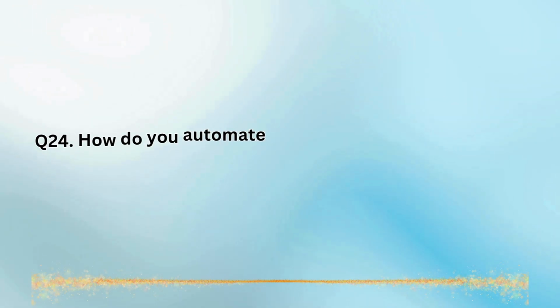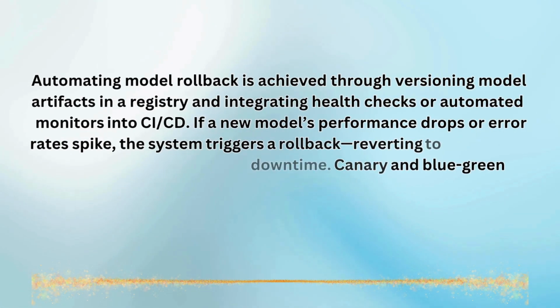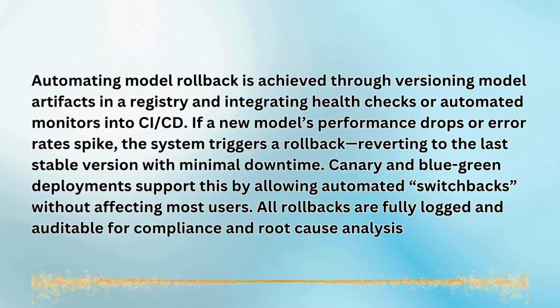environments. How do you automate model rollback in the event of production failures? Automating model rollback is achieved through versioning model artifacts in a registry and integrating health checks or automated monitors into CI and CD. If a new model's performance drops or error rates spike, the system triggers a rollback, reverting to the last stable version with minimal downtime. Canary and blue-green deployments support this by allowing automated switchbacks without affecting most users. All rollbacks are fully logged and auditable for compliance and root cause analysis.